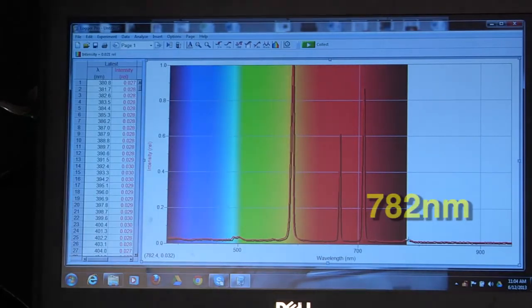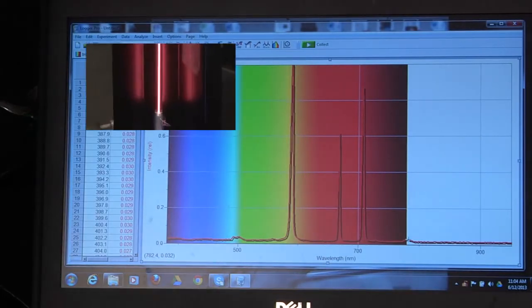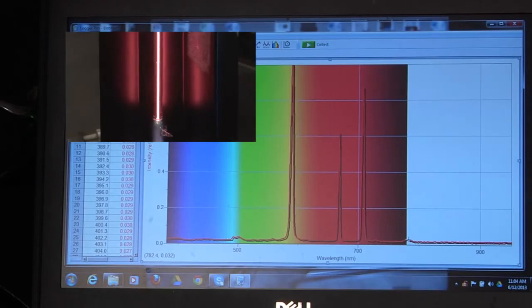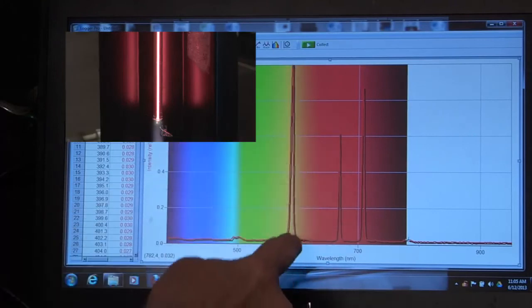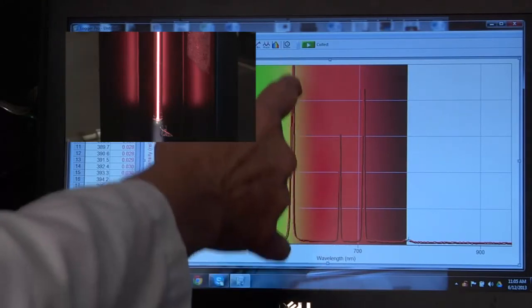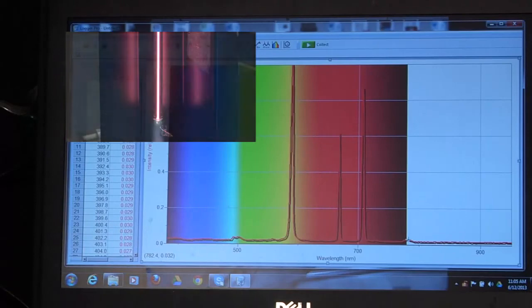But if you go back to our tube, you can see that it's yellow, that corresponds pretty much to this very intense yellow emitted in this range right here.